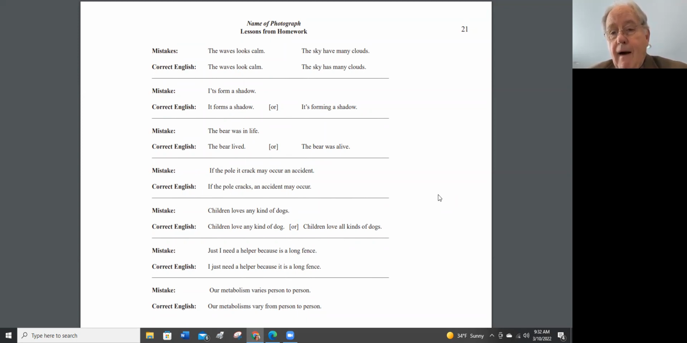Now, when I type up the stories, I put the initials of the author next to the story. I do not do that when I identify mistakes. The mistakes are anonymous.